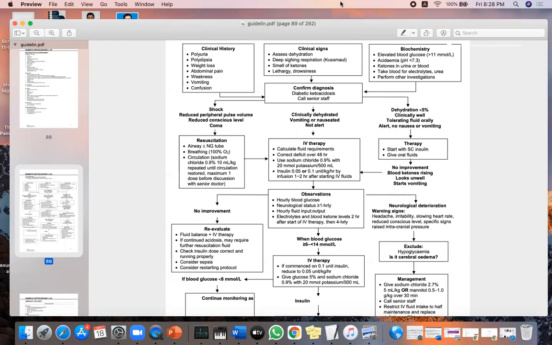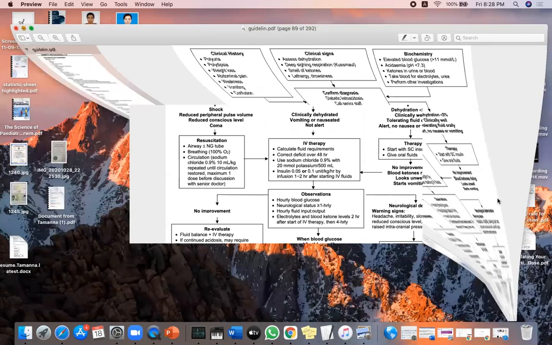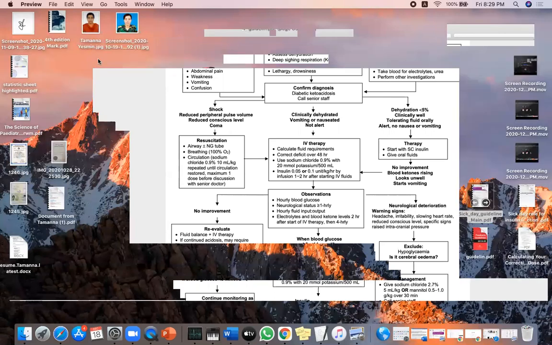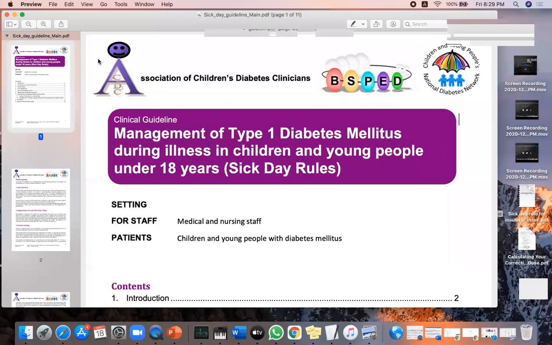This guideline is the British Society for Paediatric Endocrinology guideline. I'm giving you this guideline. Just let me share it. This is the guideline. I hope you can see it. This is the type 1 management of diabetes mellitus in children and young people. Children and young people is called CYP.